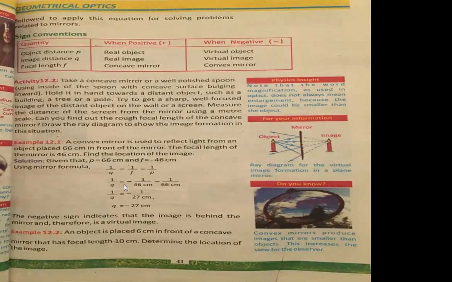So 1 over f is equal to, just plug in the value, 46. Minus is due to the convex mirror, 1 over 46 minus p is 66. Just put the values and take the LCM. You will get minus 1 over 27.